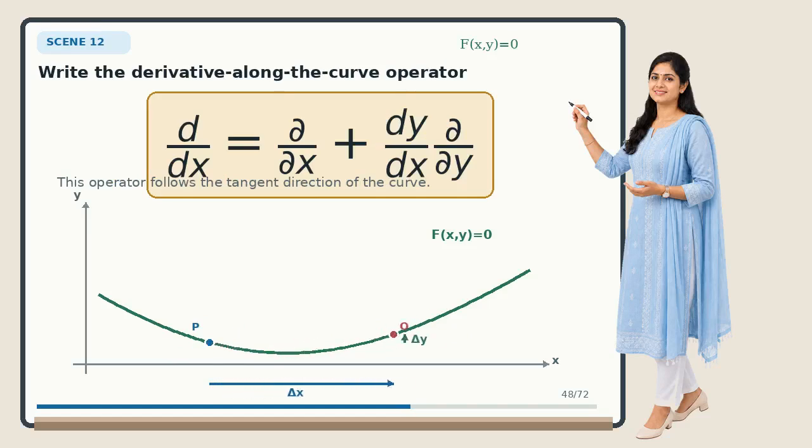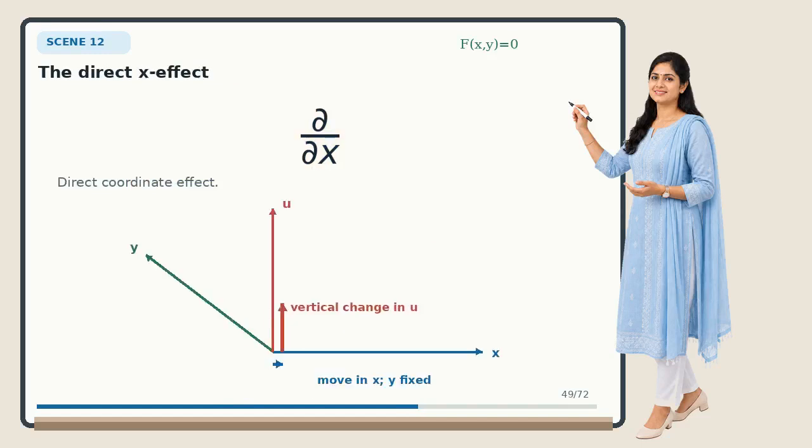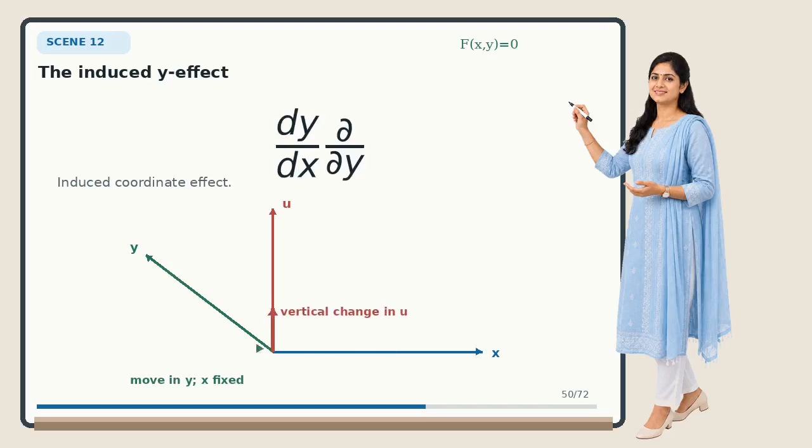Whenever a differentiable quantity depends on x and on y of x, differentiation with respect to x must include both effects. The derivative along the curve is partial with respect to x plus dy by dx times partial with respect to y. The first part measures the direct effect of changing x while temporarily holding y fixed. The second part accounts for the additional effect caused because y changes when x changes. The partial y effect is multiplied by the rate dy by dx.